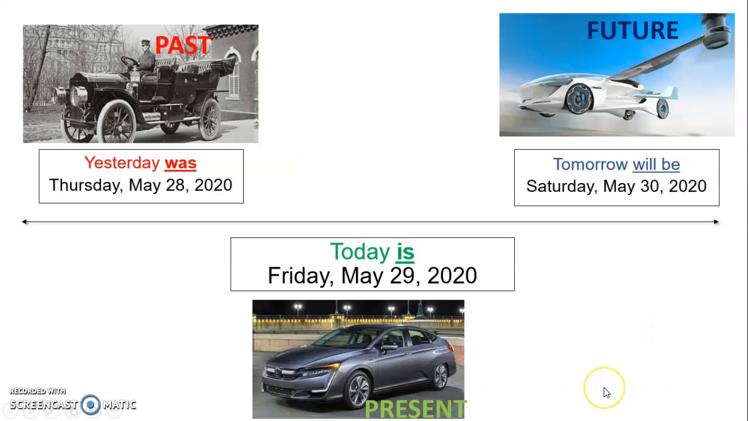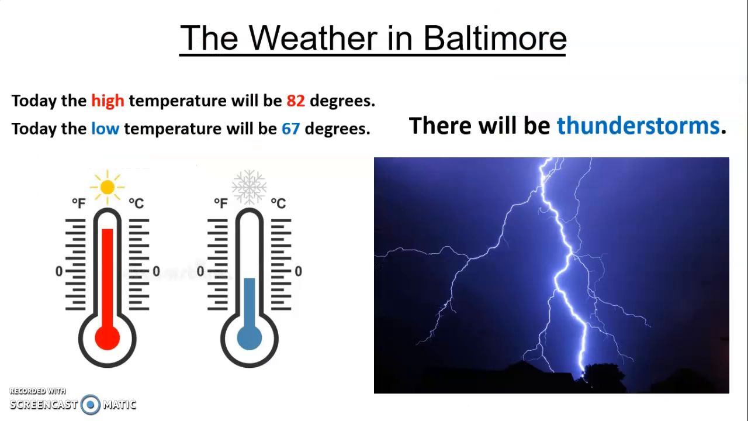Let's get started. Yesterday was Thursday, May 28th, 2020. Today is Friday, May 29th, 2020, and tomorrow will be Saturday, May 30th, 2020. The weather in Baltimore today: the high temperature will be 82 degrees, and the low temperature will be 67 degrees, and there will be thunderstorms today.